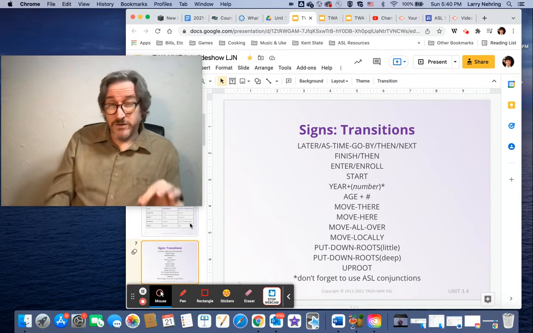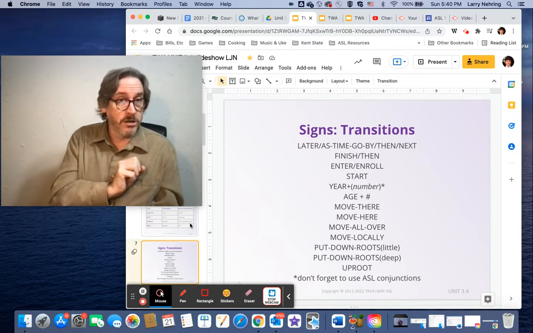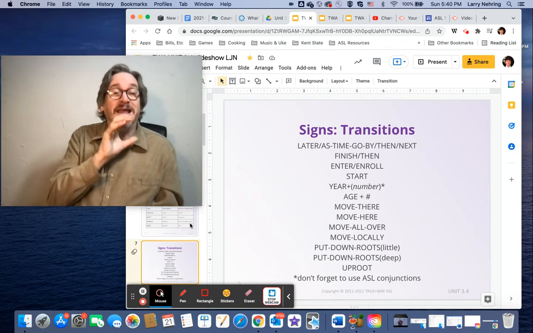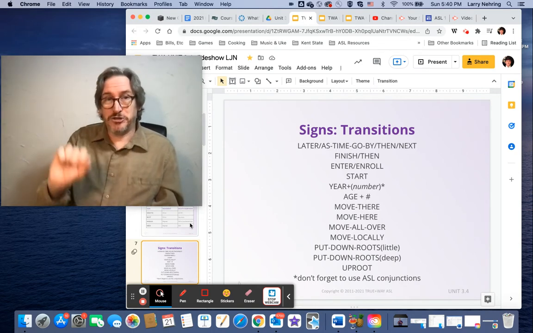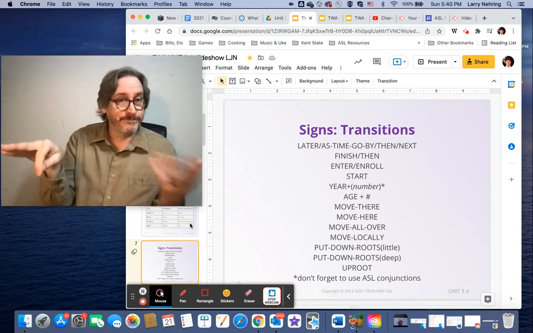For age, we've talked about it in class, but this is the sign for old or for age. And you're going to go right from this into the number. So 0, 5, or age 5, age 10, age 11, age 99.